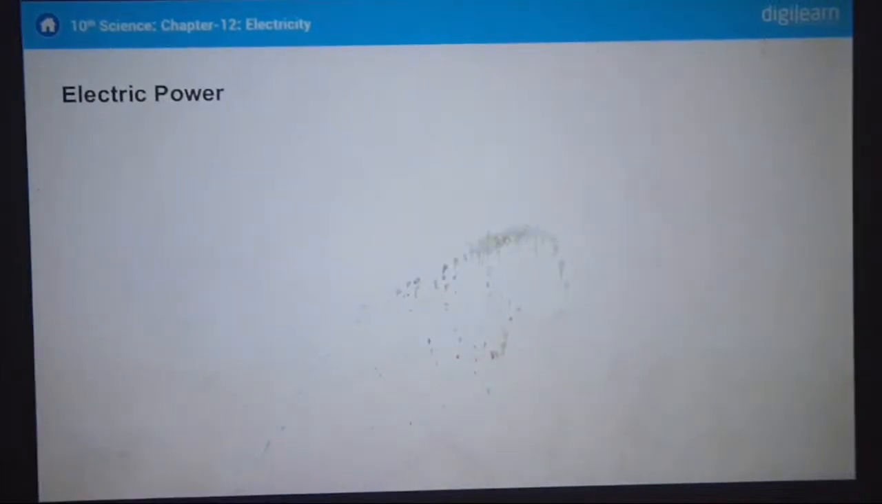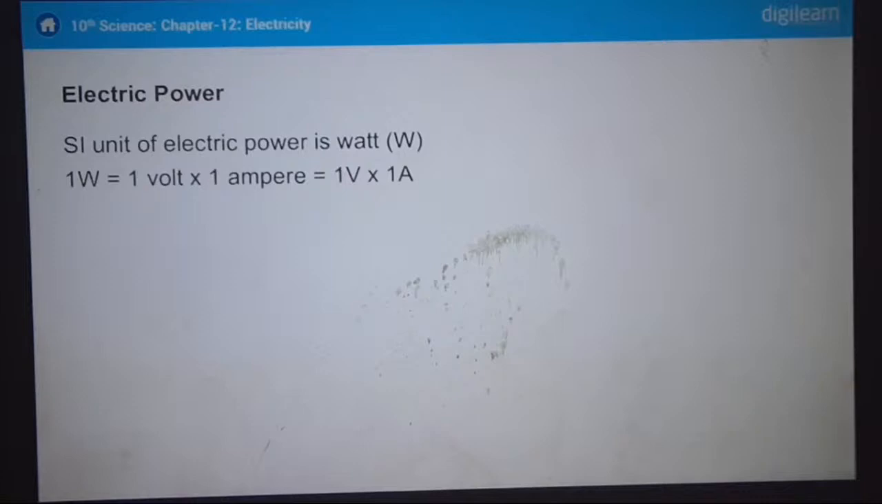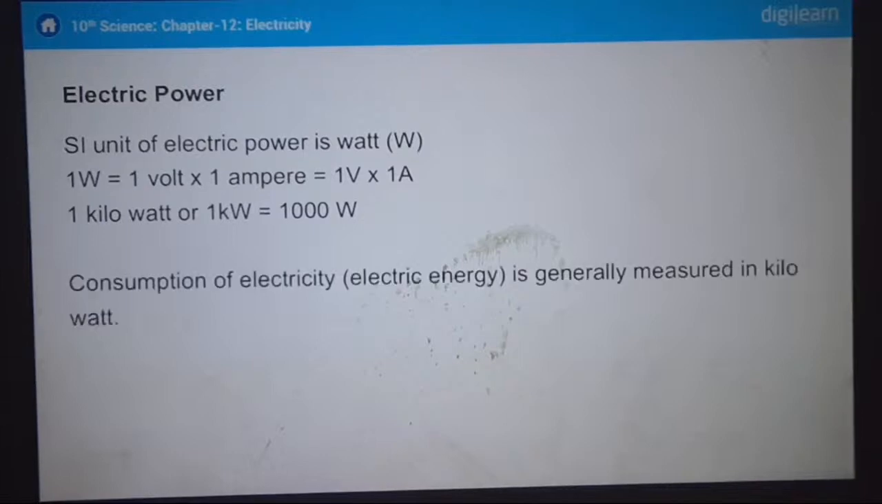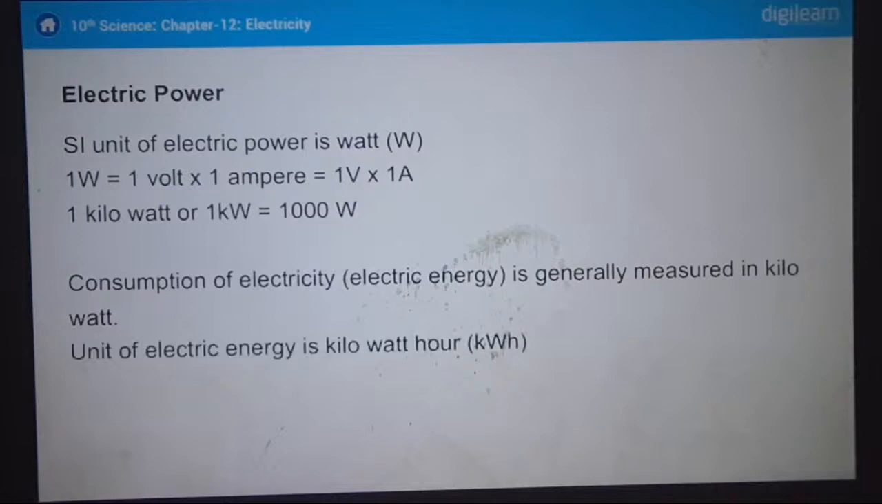Electric power. SI unit of electric power is watt, W. 1 watt equal to 1 volt into 1 ampere, that is equal to 1 volt into 1 amp. 1 kilowatt or 1 kW equal to 1000 watts. Consumption of electricity, electric energy is generally measured in kilowatt. Unit of electric energy is kilowatt hour.